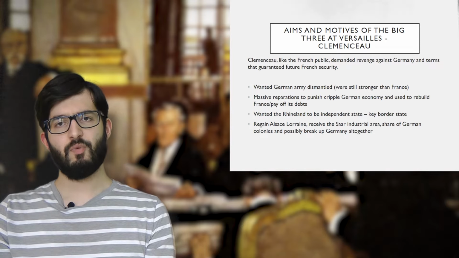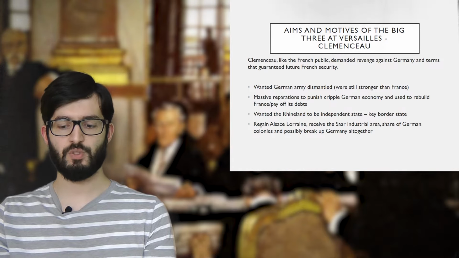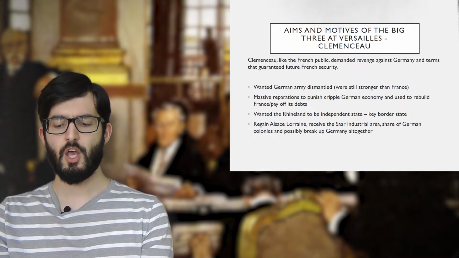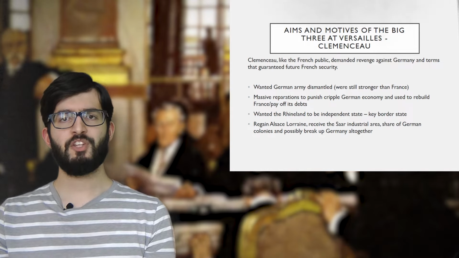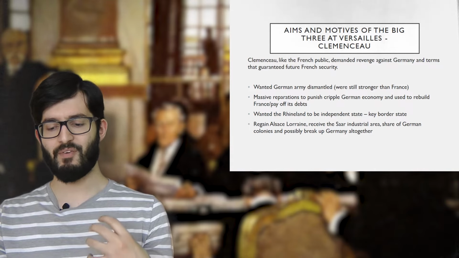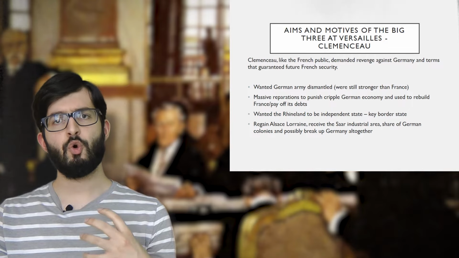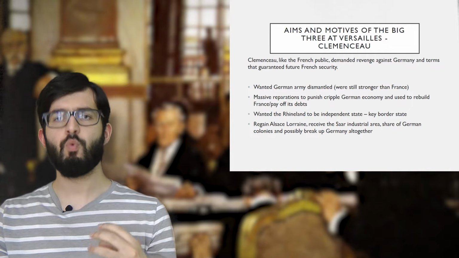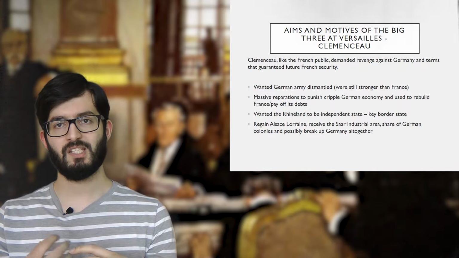So starting off with Clemenceau, who often gets a bad rap in terms of his attitude towards the Germans during the negotiations. So Clemenceau, like the French public, demanded revenge against Germany, and he also, as a result, wants terms that will guarantee the future security of France. So as we already saw, France is devastated by the war, and so as a starting point, given the high death toll, they want revenge on Germany as a starting point.